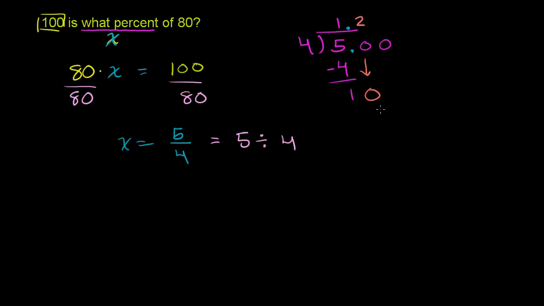2 times 4 is 8. You subtract. 10 minus 8 is 2. Bring down the next 0. 4 goes into 20 5 times. 5 times 4 is 20. Subtract, no remainder. So this is equal to 1.25. 5 over 4 is the same thing as 5 divided by 4, which is equal to 1.25. So far we could say 100 is 1.25 times 80, or 1.25 of 80.